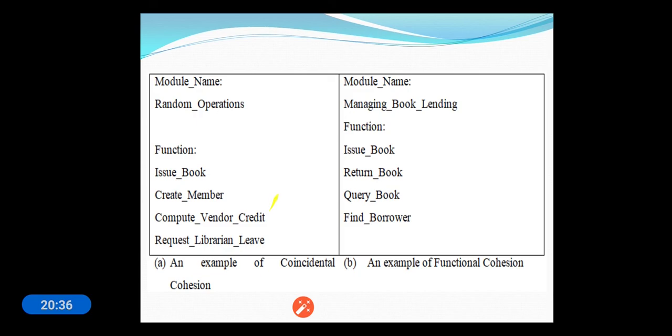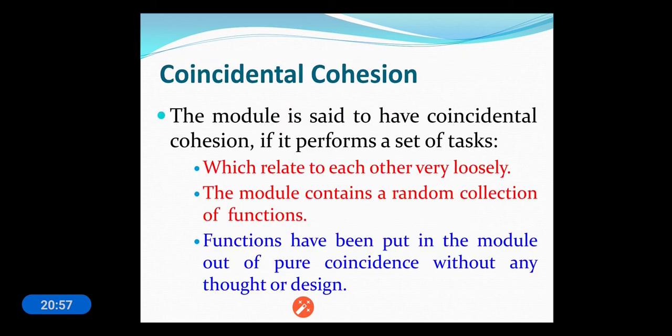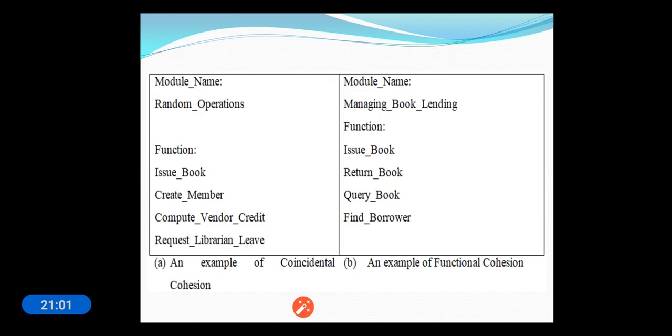Compute vendor credit is related to payment, since whenever you need a membership in the library, you need to pay some amount; that task is performed by this function. And request librarian leave is completely related to the librarian. So all these 4 functions perform different tasks, that is, they are very loosely related to each other. This kind of cohesion between functions is called coincidental cohesion. Coincidental means the various functions are coincidentally picked and kept in a module. So here there is very low cohesion.